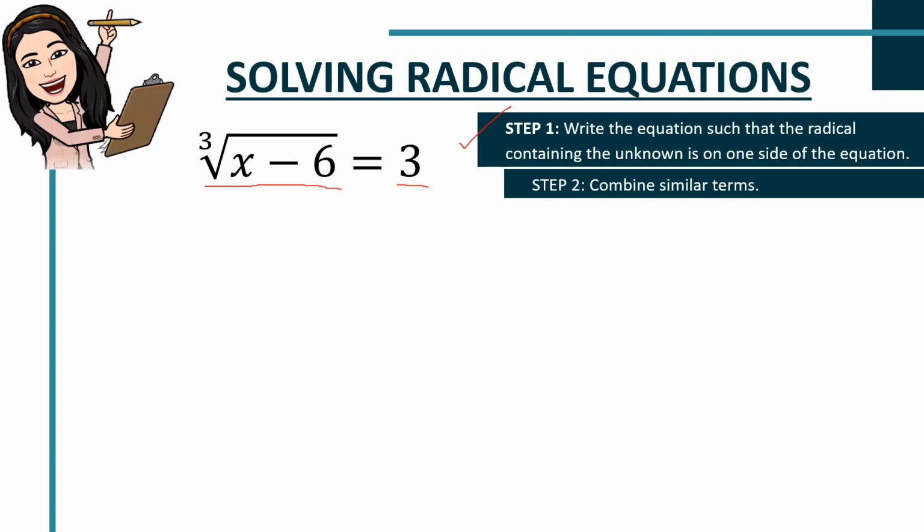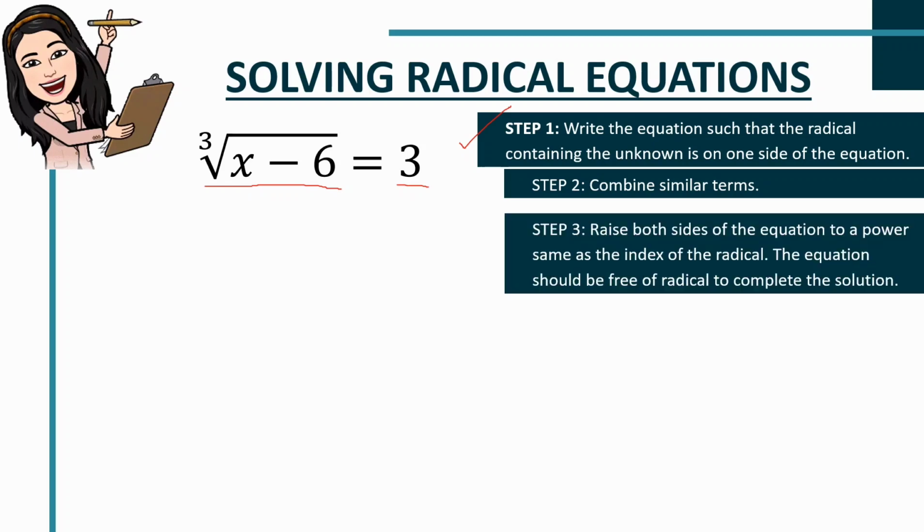Let us proceed with the step number 2. Combine similar terms. May similar terms ba? Wala po, since we only have two terms in our given. So, okay na ulit tayo dito sa step number 2. Then, in the step number 3, we have to raise both sides of the equation to a power the same as the index of the radical. So, what is the index of our radical? Okay, we have 3. So, ibig sabihin, itong dalawang terms should be raised to the power of 3. Okay, i-raise natin to the power of 3.